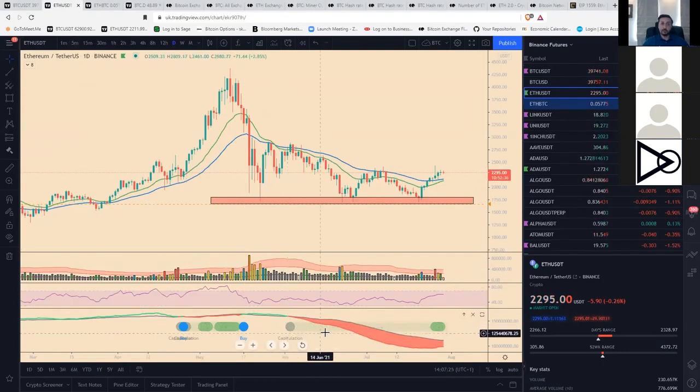Hashrate is still following Bitcoin at the bottom. And again, we've hit resistance around the 2,300 level.